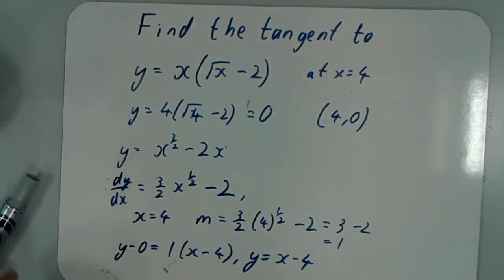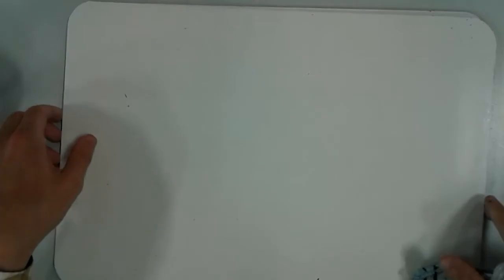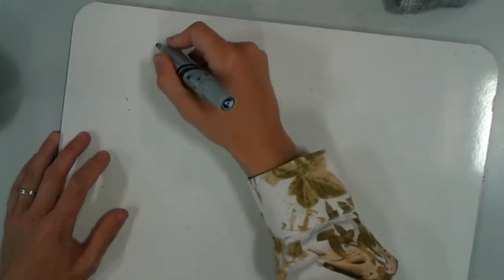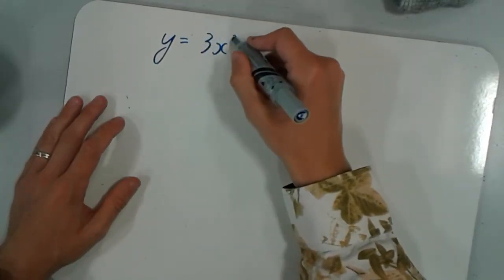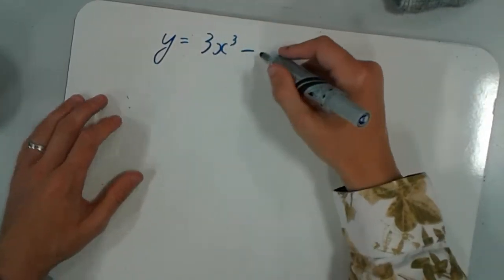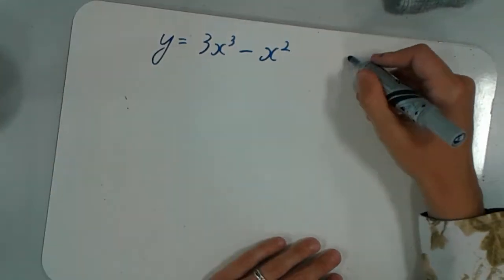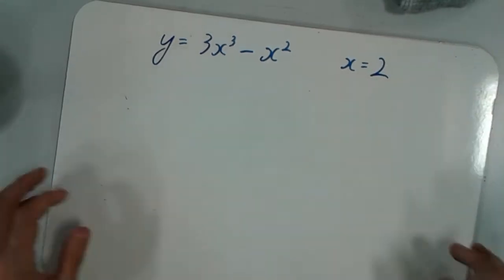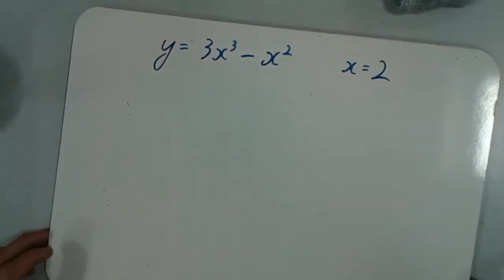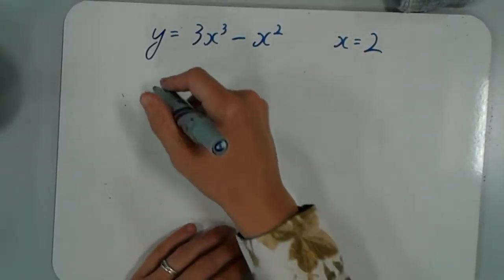Okay, let's have a look at that with a slightly more difficult function, or at least slightly more difficult gradient. So let's say that we had y equals 3x cubed minus x squared at the point x equals 2. Okay, so same idea again. We don't need to simplify this one, so we'll just jump straight into the question.